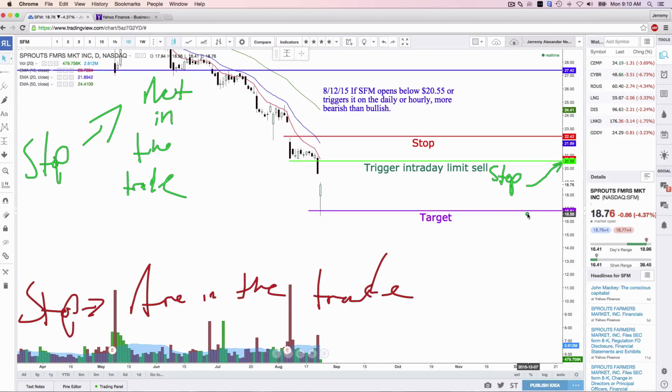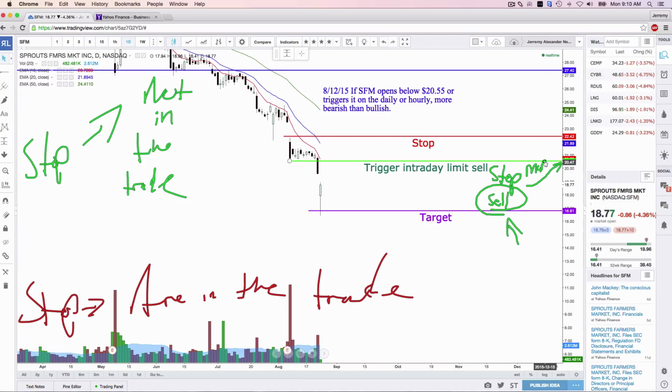Now, what would you do? Well, if you are bearish, you would do a stop, 20.55, and then you would hit the sell button on your broker. You do the sell button on your broker because you're going to get in bearish. You're trying to make money as the stock goes down. So you do a stop sell.